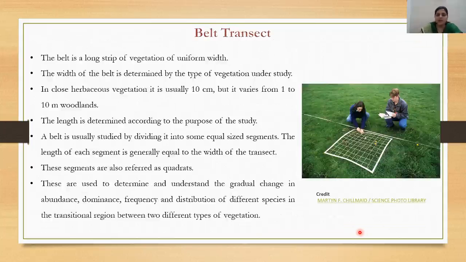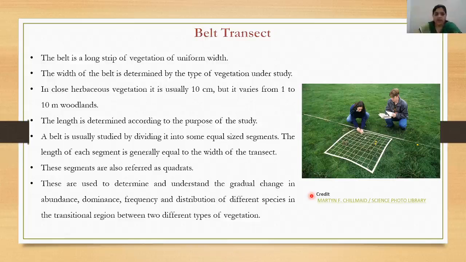Then the second method is the belt transect method. The belt is a long strip of vegetation of uniform width. The width of the belt is determined by the type of vegetation under study. In close herbaceous vegetation, it is usually 10 centimeters, but it can vary from 1 to 10 meters in the woodlands. Then the length is determined according to the purpose of the study.